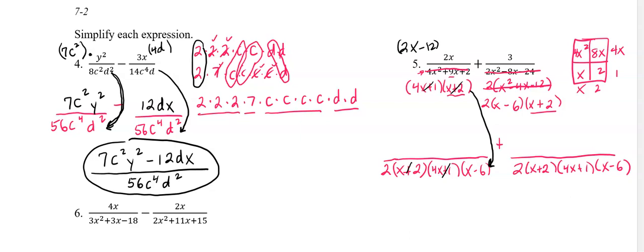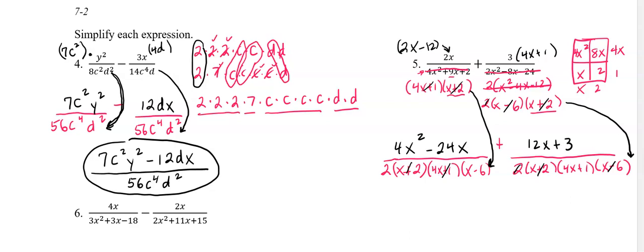That's going to multiply by 2x. These get multiplied together. So just distribute 2x to both of these, and that's going to be 4x squared minus 24x. Okay, that's done. Now do the same thing over here, divide. And if you notice, the 2's will cancel, the x minus 6's will cancel, the x plus 2's will cancel, leaving 4x plus 1 to multiply times 3. And so just distribute 3 to both of those, and that's 12x plus 3.